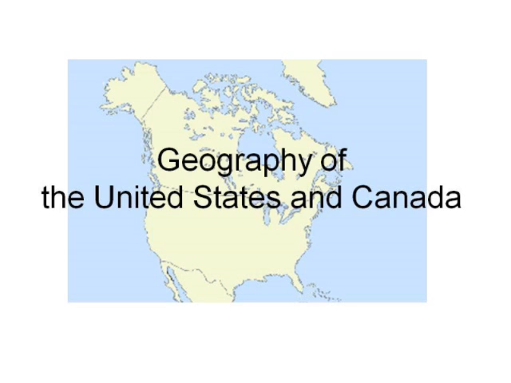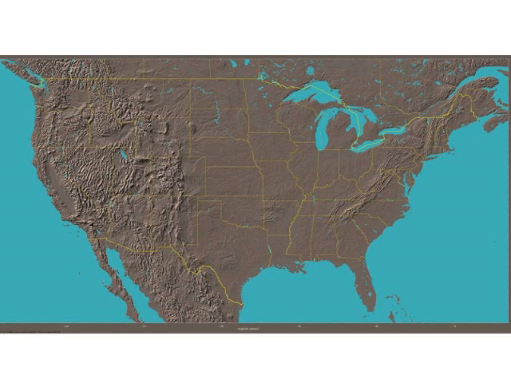Both countries were settled by migrants from Asia, some around 1500 years ago, and then by the British and French in the 1600s and 1700s. Both countries also share a democratic form of government, with elected officials who make laws based on the will of the people. This is a shaded relief map of the United States.